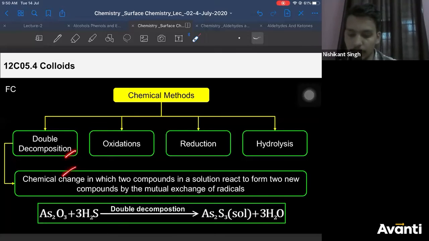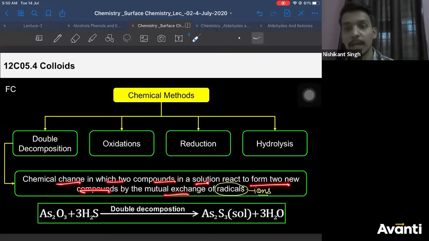So let's see what is double decomposition. It's a chemical reaction in which two compounds in a solution react to form new compounds by mutual exchange of radicals, also known as ions. You must have done the tests in labs, cations and anions. They are called acidic and basic radicals. So these radicals are nothing but ions. So when two compounds in a solution react with each other to form new compounds by the exchange of ions, it is known as the double decomposition method. Example, if you take arsenic oxide, treat it with H2S, right?